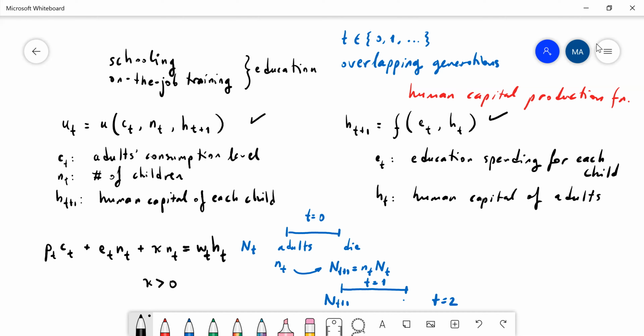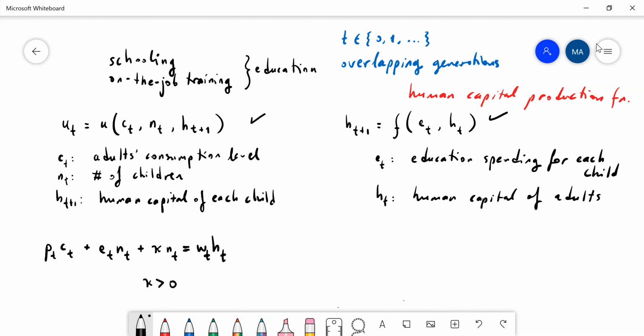So let me have some space here. W is the base wage, and kappa is some cost of fertility.